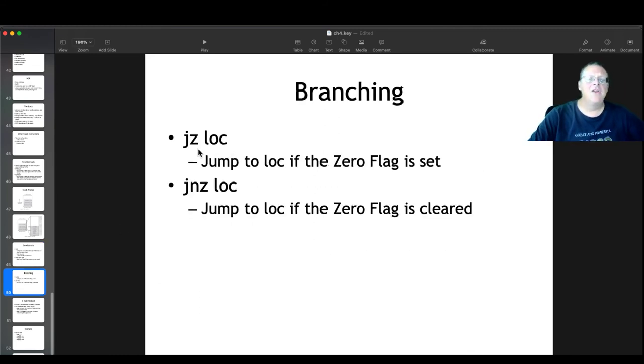Anyway, here's branching. Jump zero, jump not zero. That's obvious. If the last thing produced a result of zero, then this will be true and you'll go to that location. If it didn't produce zero, this will be false and you'll just go to the next instruction. This is the opposite. You jump if it's not zero. You don't jump if it is zero.